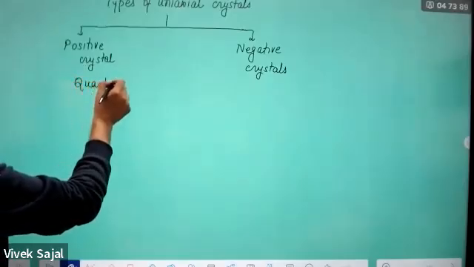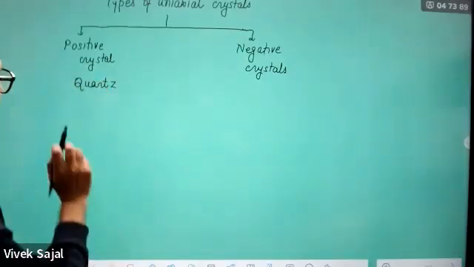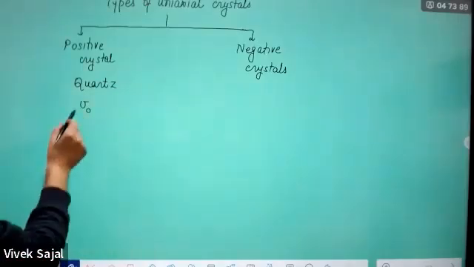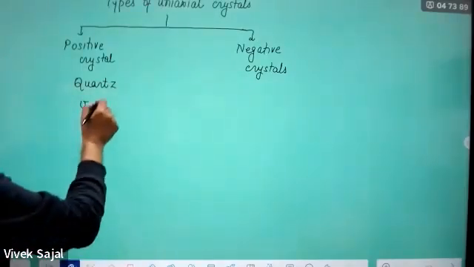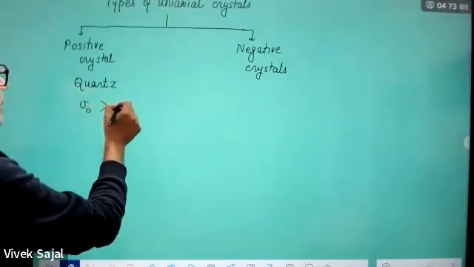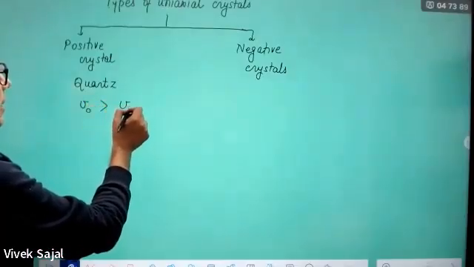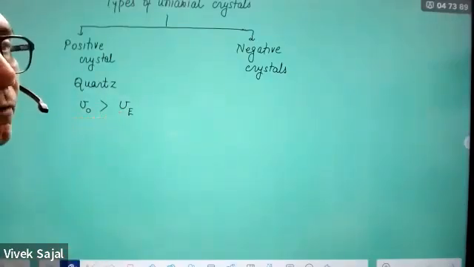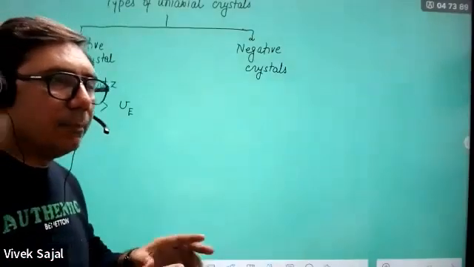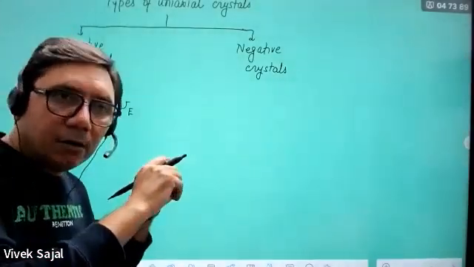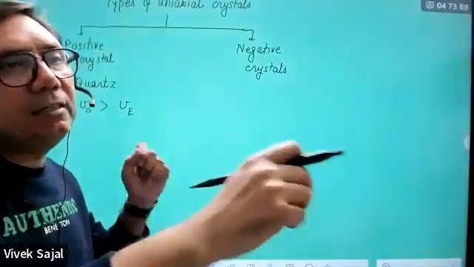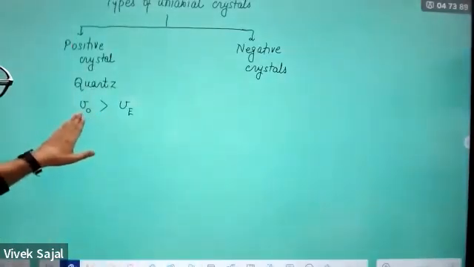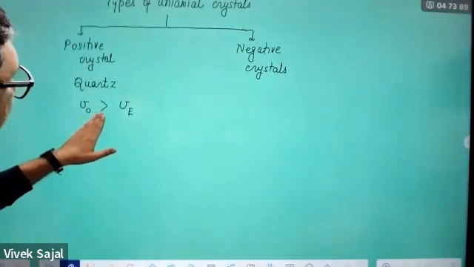It is quartz. So in quartz crystal, what happens? Velocity of the ordinary light, what is VO? Velocity of the ordinary light is greater than velocity of extraordinary light in general. So speed of ordinary light is greater than speed of extraordinary light in general. But when light propagates along the optic axis, both VO and VE will be equal. So except the optic axis, in all other directions, VO will be greater than VE.